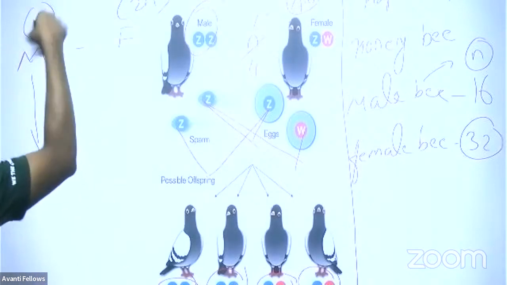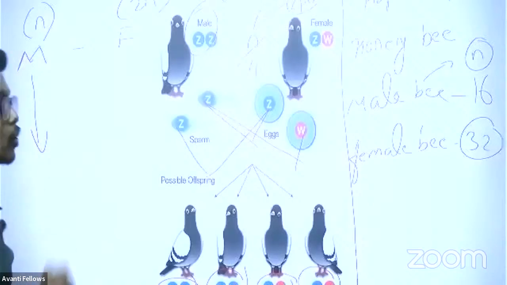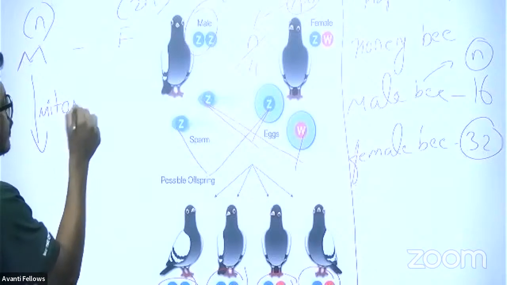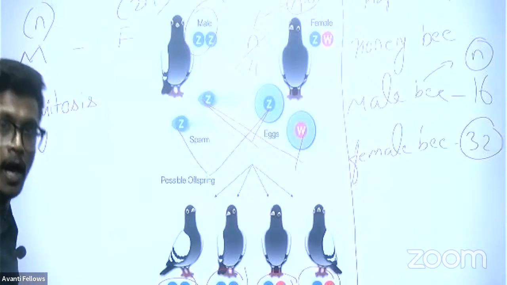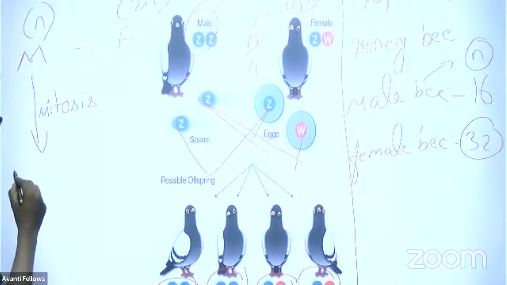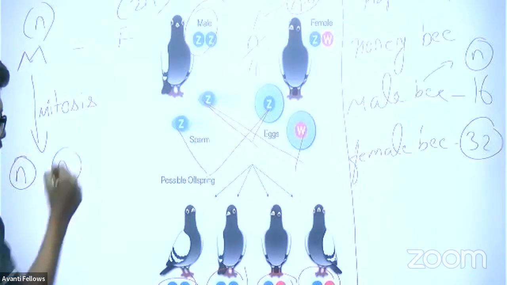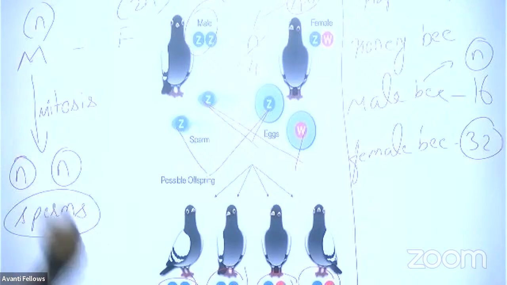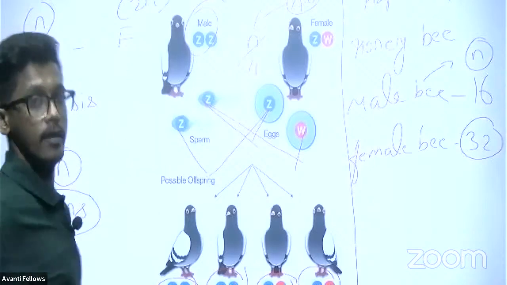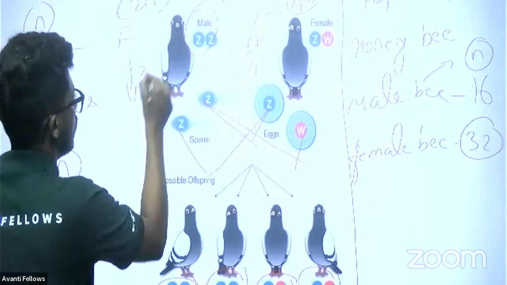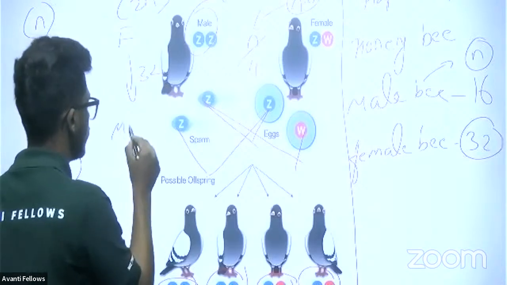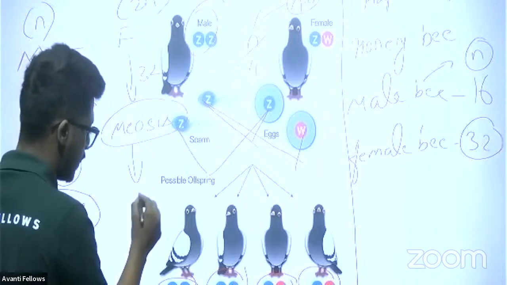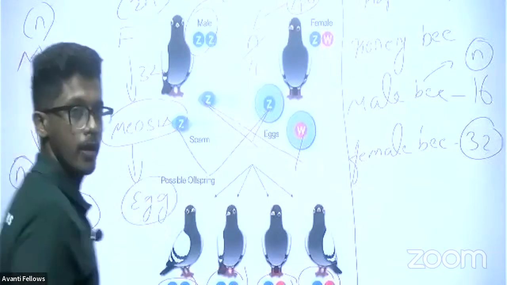Let's see. When a male is haploid, he can only undergo one type of division, that is called mitosis. Mitosis is an equational division, so he will produce N sperms. Correct, no? Next, a female has 2N. She has 32 chromosomes. She can undergo meiosis, and she produces eggs. Got it?